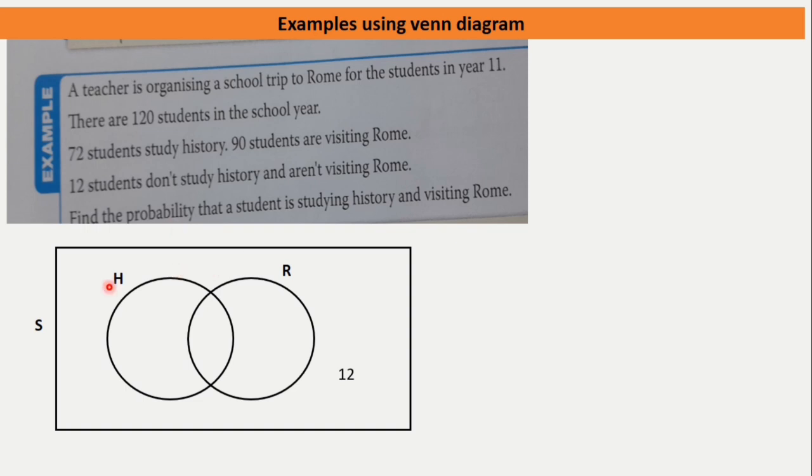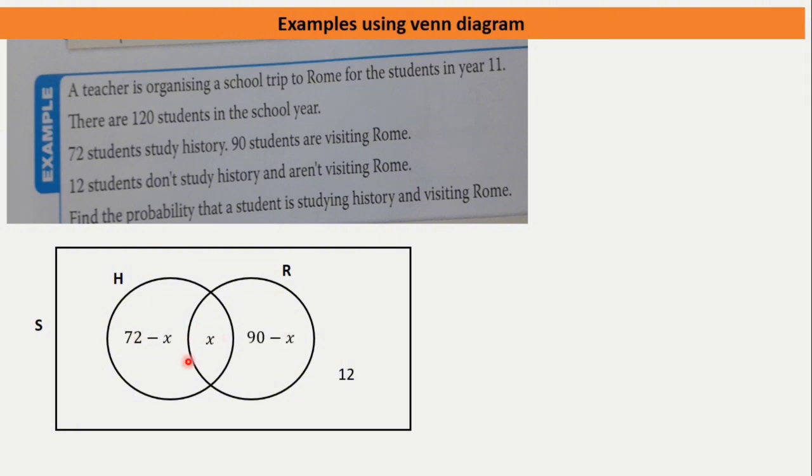Now, what is the probability that a student is studying history and visiting Rome? We want to find the probability of the intersection, but we don't actually know how many students study history and are visiting Rome. Let's say there are some X number of students who study history and are visiting Rome. Remember, all the elements in this H circle are 72. So this part will be 72 minus X. Also remember, all the students in R circle are 92. So this part will be 92 minus X.